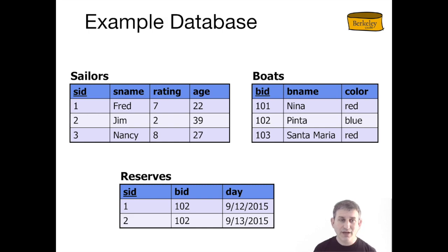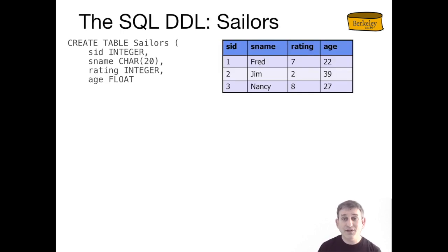We have sailor ID 1 named Fred. He's actually got a boat reserved. It's boat 102. If you go back to the boats table, you can see boat 102 is the Pinta, and it's blue. Okay, so these kinds of facts are being stored in this database. Let's talk about the DDL to create the database. So the first step is to create the sailors table.